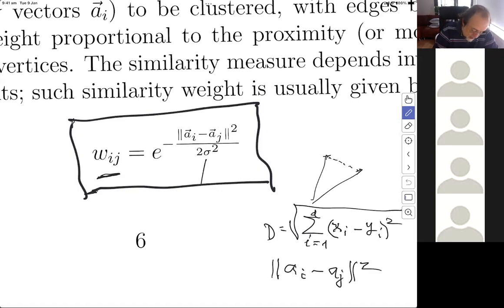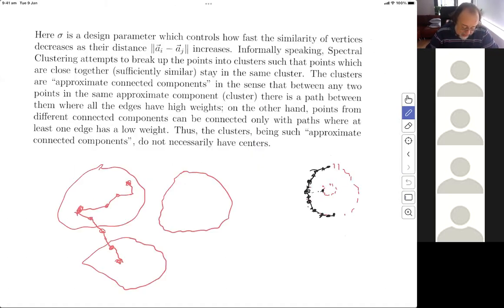And this sigma controls how quickly the weight decays as the distance increases. You have to choose this parameter carefully so that the weights remain reasonably high for the points that are in relative proximity to each other, so that the whole graph doesn't break up into too many pieces, right?